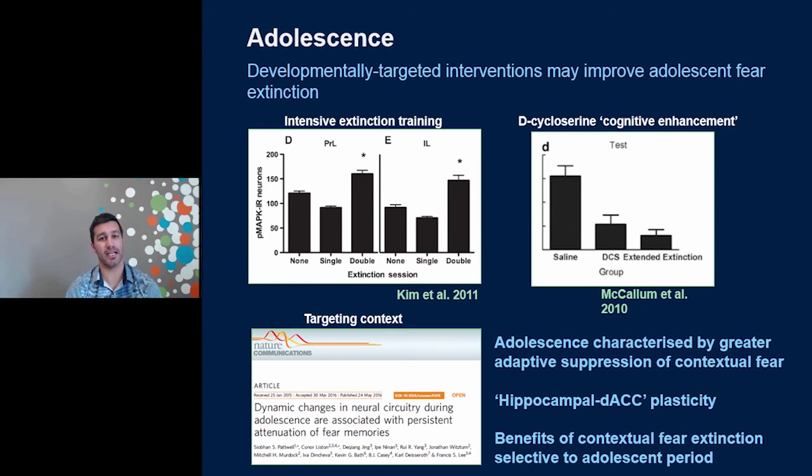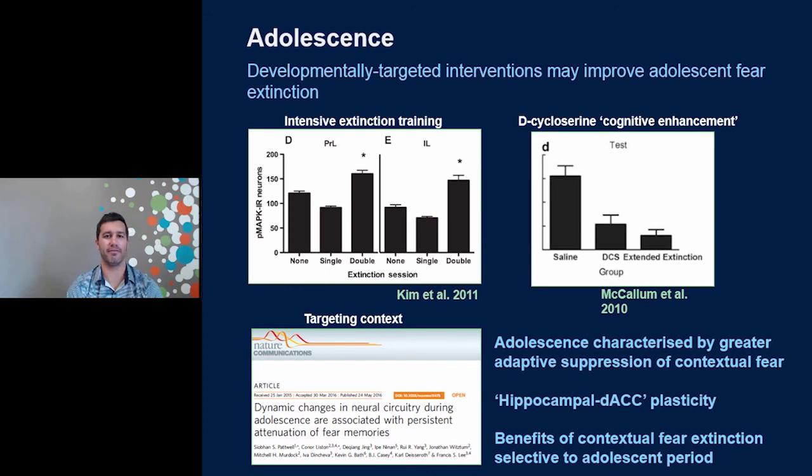Developmentally targeted interventions may improve adolescent fear extinction. This has been shown in animal models, and it may carry over to clinical studies in humans. I'll just highlight briefly that this is, again, animal model research. In one study, by G. Kim, who's based here in Melbourne at the Florey, she showed that intensive extinction training tended to reverse the deficits that they saw in their adolescent mouse model of anxiety.